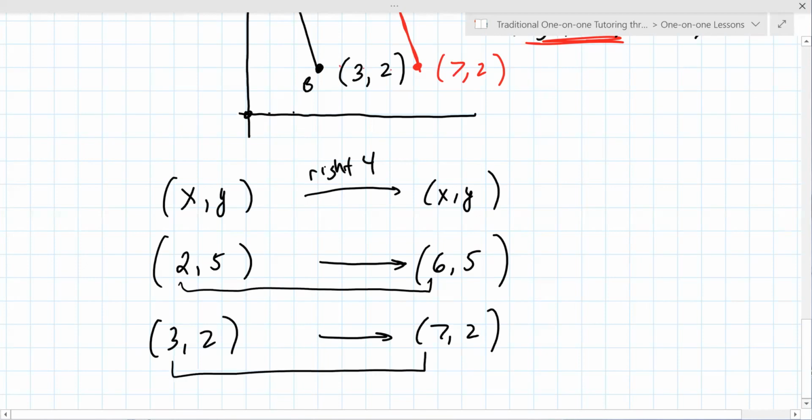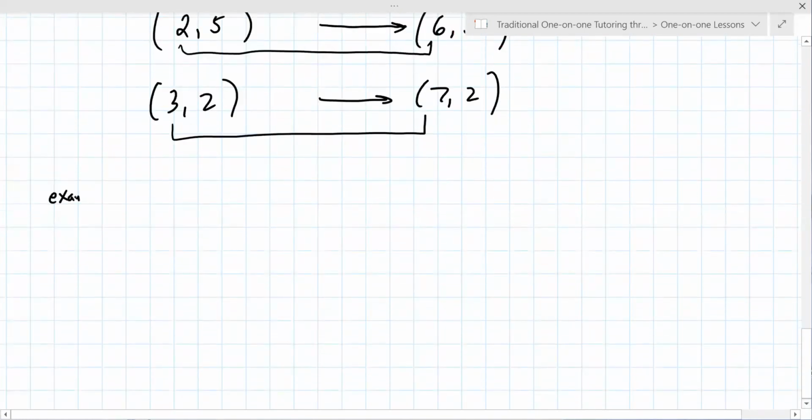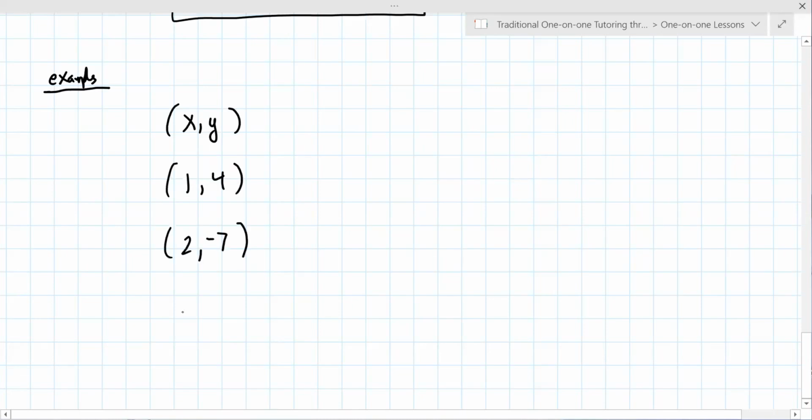Okay, so let's try some more examples here, and we're just gonna work on these until it's clear. I'm gonna give you a table of ordered pairs: (1, 4), (2, -7), (3, 0). And we're gonna do one transformation at a time. We're gonna go up 3. So does that affect the X or the Y value?